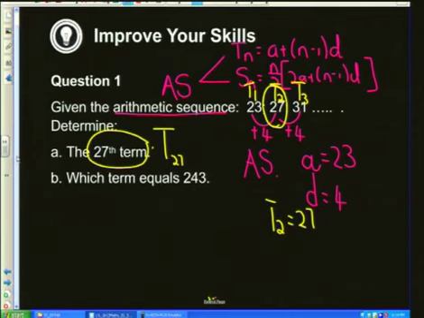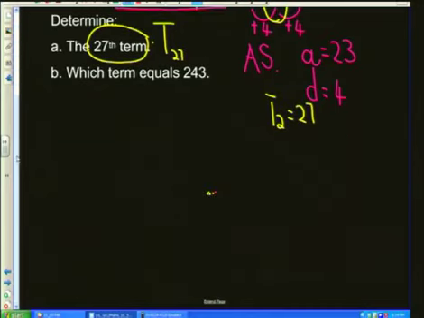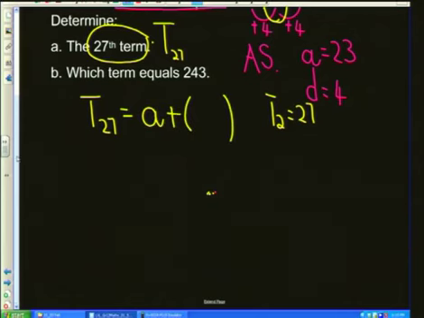What will term 27 look like for an arithmetic progression? Well, we know that it's going to be a plus (n minus 1)d. Do we know what n is? Yes, n is 27. So it'll be 27 minus 1 times the difference.